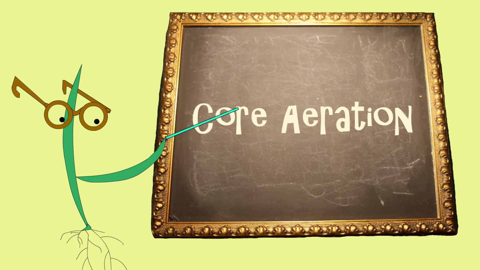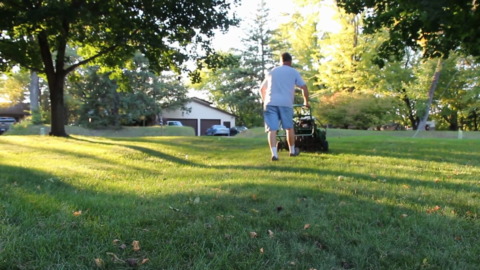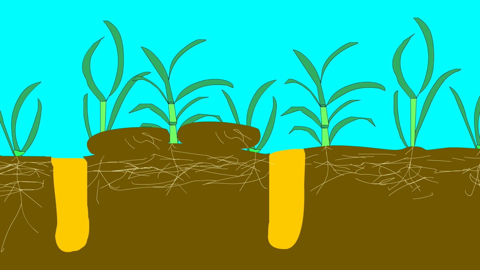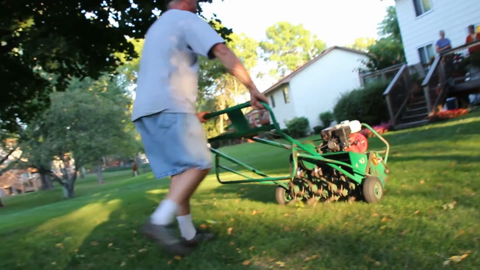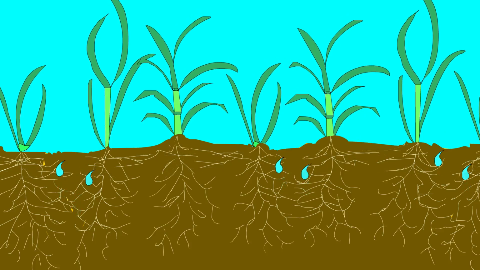The next thing you can do after improving your mowing technique is aeration. In aeration, a machine pulls out small plugs or cores of soil every few inches in your lawn. This practice helps loosen up your soil so that water can go further into the soil and roots can grow deeper and stronger.